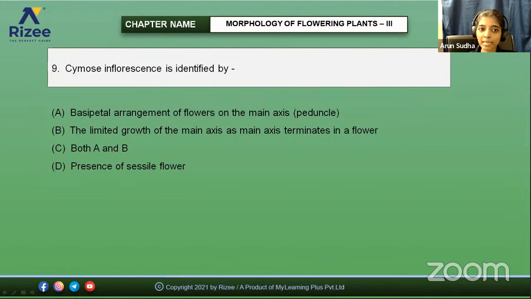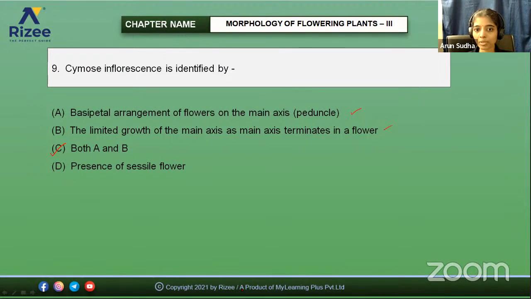Cymose inflorescence is identified by basipetal arrangement of flowers on the main axis, that is peduncle, limited growth of the main axis as the main axis terminates in a flower, both A and B, and presence of sessile flower. So which is the correct option here? Yes, option C. Option C is correct because both A and B are correct. So I hope we are clear with this, right? About the structure of the leaf and also about the inflorescence. So any doubts in this?